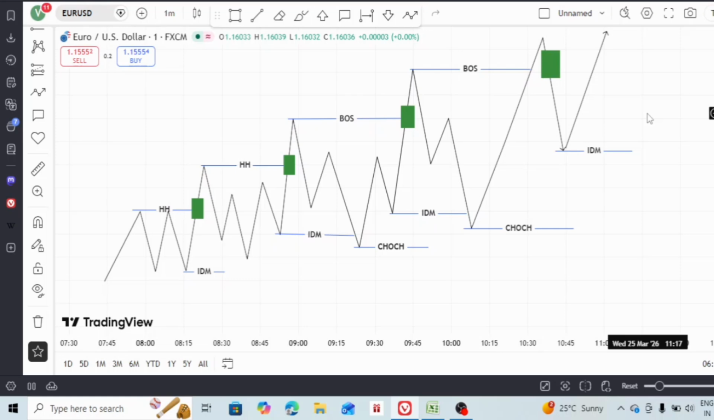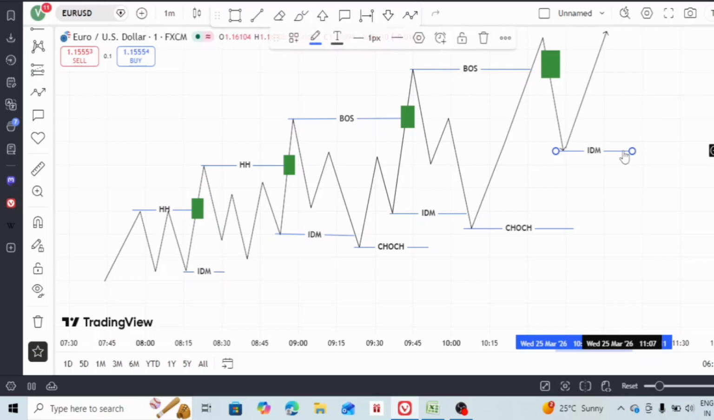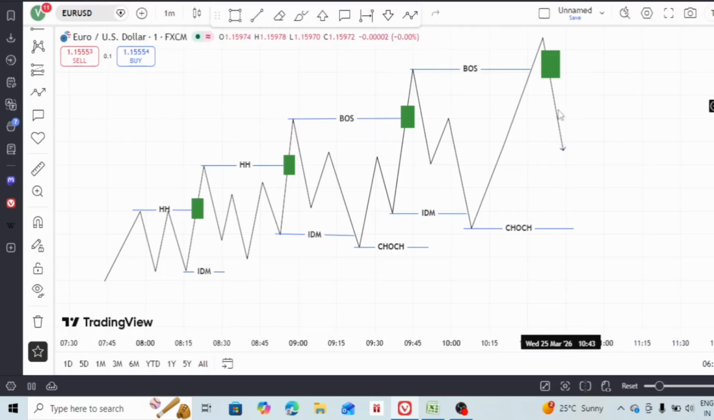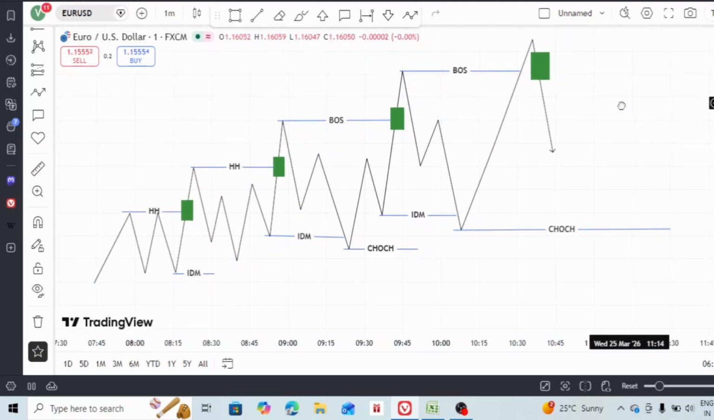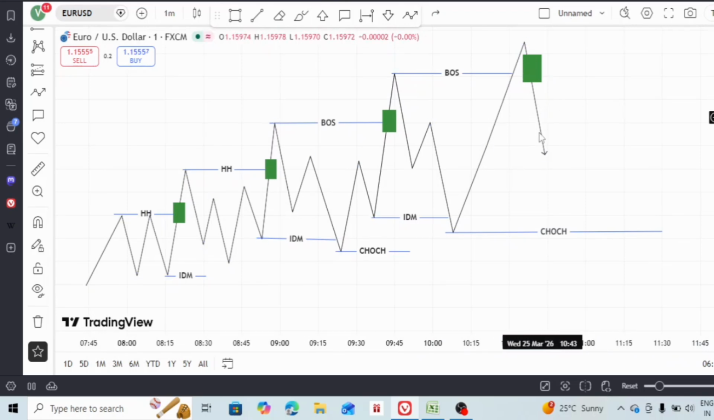So I think I can also show you the downtrend. Let me just delete this one. Wait, before that I will also show you something. If the market have a change of character, this is our change of character level.